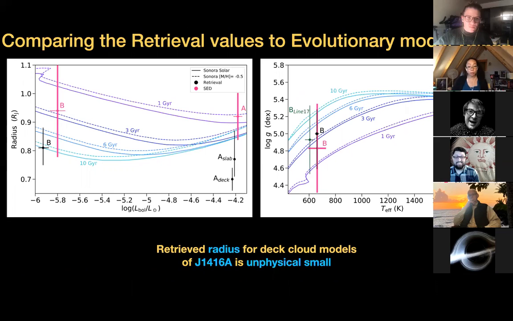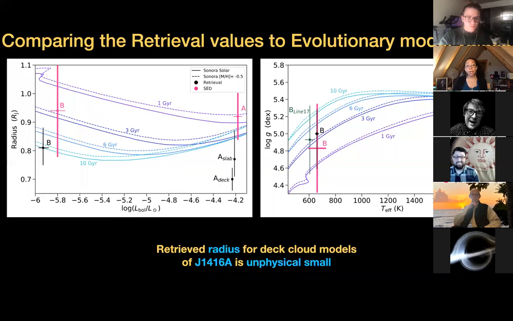Placing 1416A and B in context with evolutionary models and what we get out from their SEDs, we're looking at radius versus bolometric luminosity on the plot on the left-hand side. The retrieval values are in black, and what we get from the SEDs are in pink. The bold lines indicate that that's a range of values coming from the SED, while the thin lines indicate that's the uncertainty. So for 1416B, we see that the retrieved value and the SED value agree.